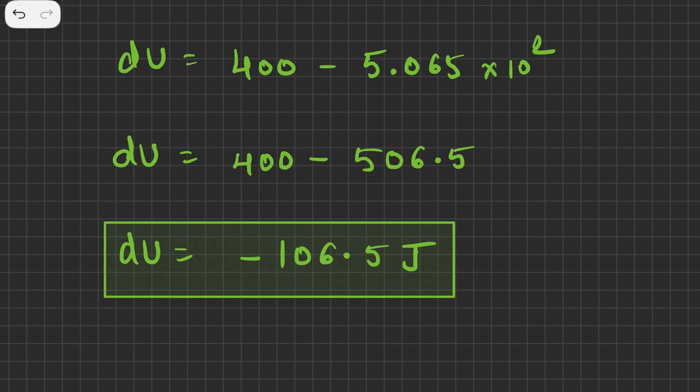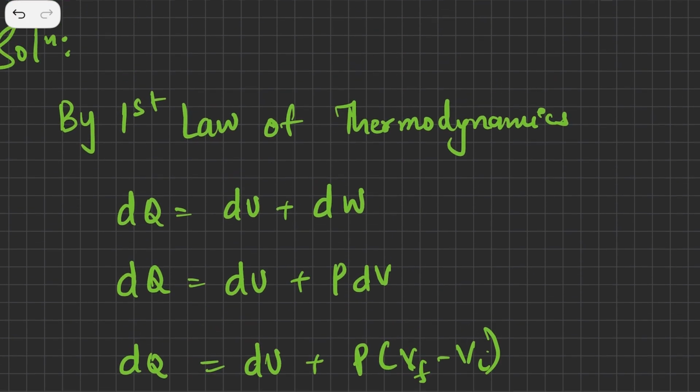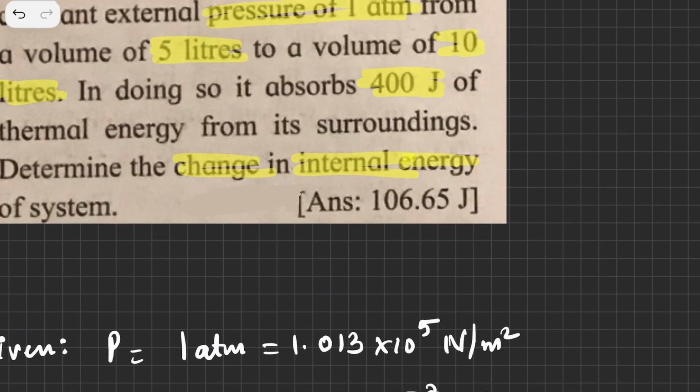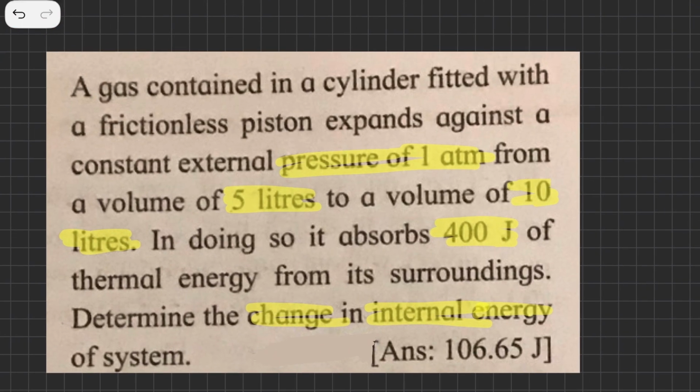So this is the change in internal energy, which is coming out to be negative. That implies that the internal energy has decreased. The internal energy has not increased. So the negative sign indicates that. Now you would say that the printed answer is 106, but yes, in some books there is a printing mistake, and I have one of the oldest books from where I have brought this question.